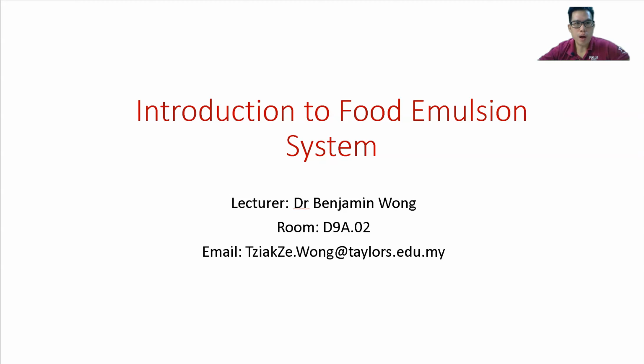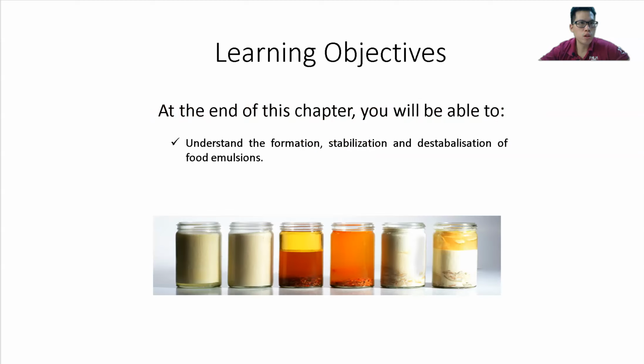Okay, welcome to CULINOLOGY 101, the last chapter. Last chapter we're going to talk about food emulsion systems. For the learning objective, at the end of the chapter you'll be able to understand how emulsions are formed, how they can be stabilized, and what the destabilization mechanisms of food emulsions are.